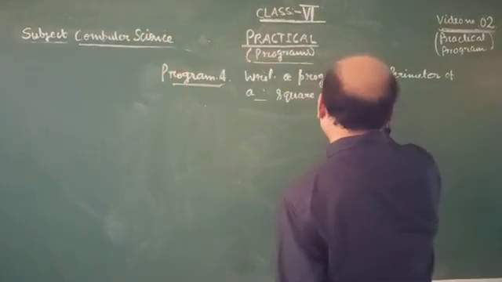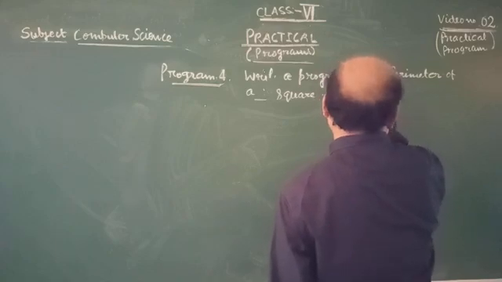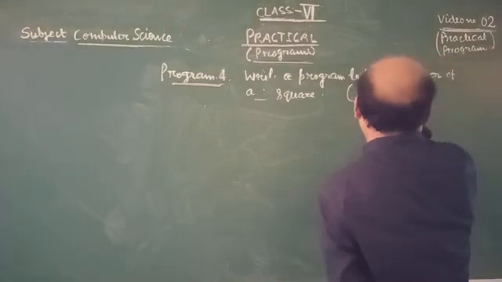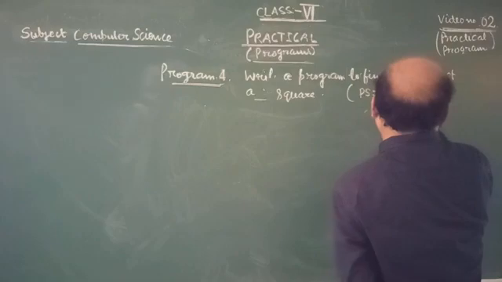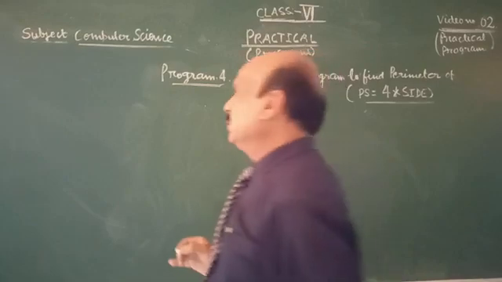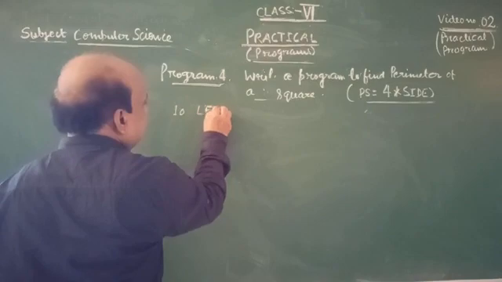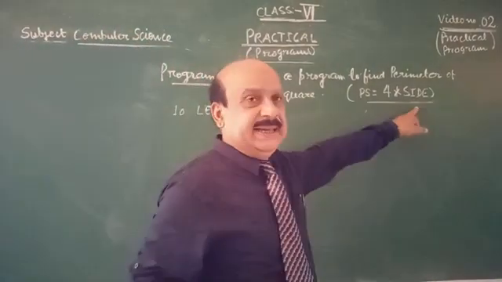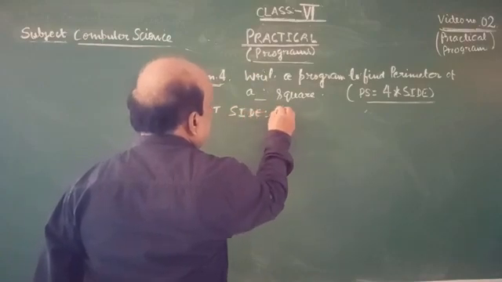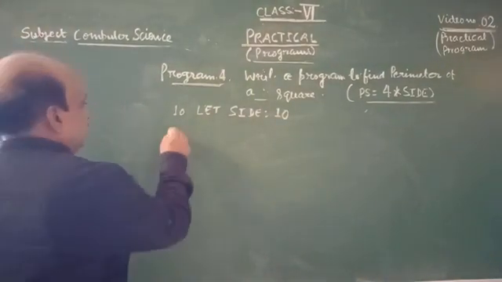So what is the formula? Perimeter of a square, I am indicating PS. The formula you know is 4 into side. This is the formula. So start to write here. Line number 10. Let side equal to any value you can take. I am taking here 10 only. Then 20.